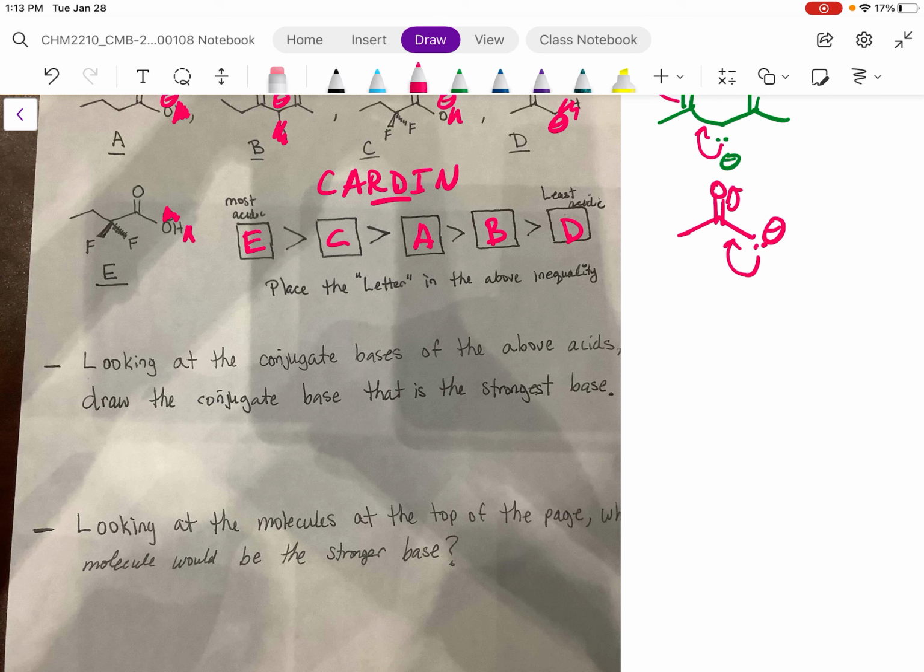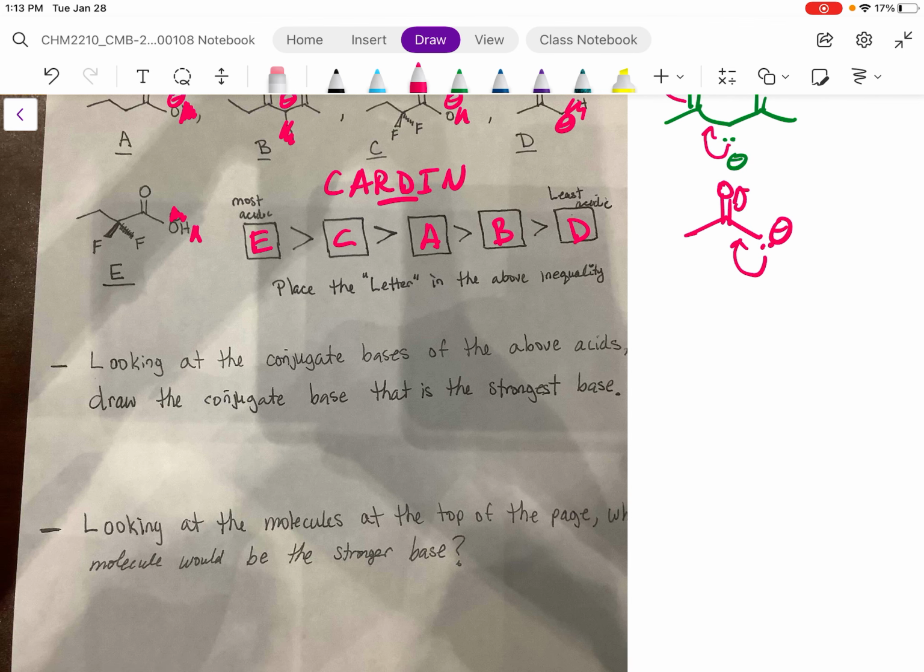So the second question. Looking at the conjugate bases that we've just analyzed, which one is the strongest? Now, when we take it and look at the y-axis, we have E down here, the conjugate base of E, and the conjugate base of D. That's what I'm representing, okay? So clearly D is the highest in energy. So it is the least stable, or say the most unstable.